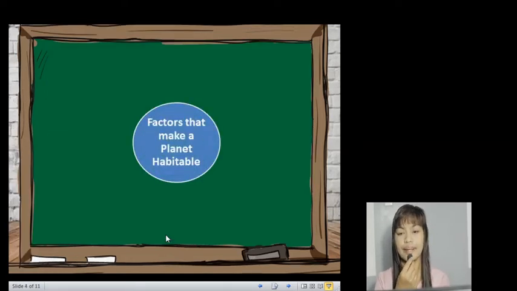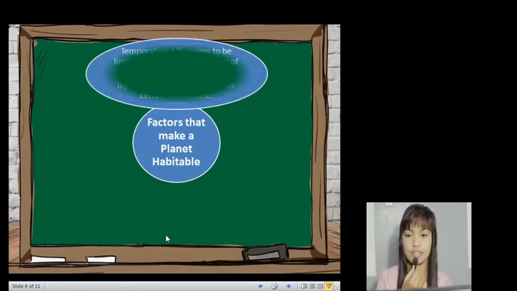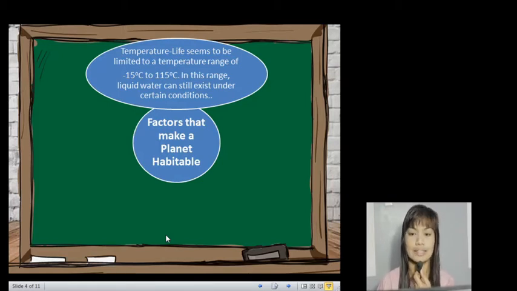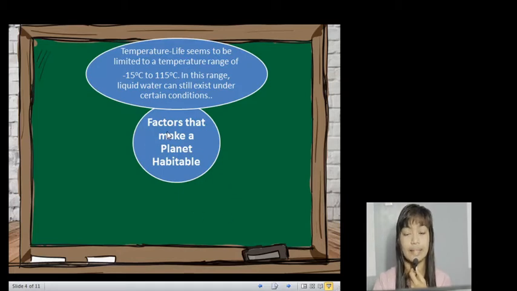Okay, first, factors that make a planet habitable. We all know that Earth is the only planet that can sustain life. So let's identify the factors. First is the temperature. Life seems to be limited to a temperature range of -15 to 115 degrees Celsius. In this range, liquid water can still exist under certain conditions. And we all know all living things need water. That's why Earth is habitable, because water exists on our planet. So that is the first one, the temperature.